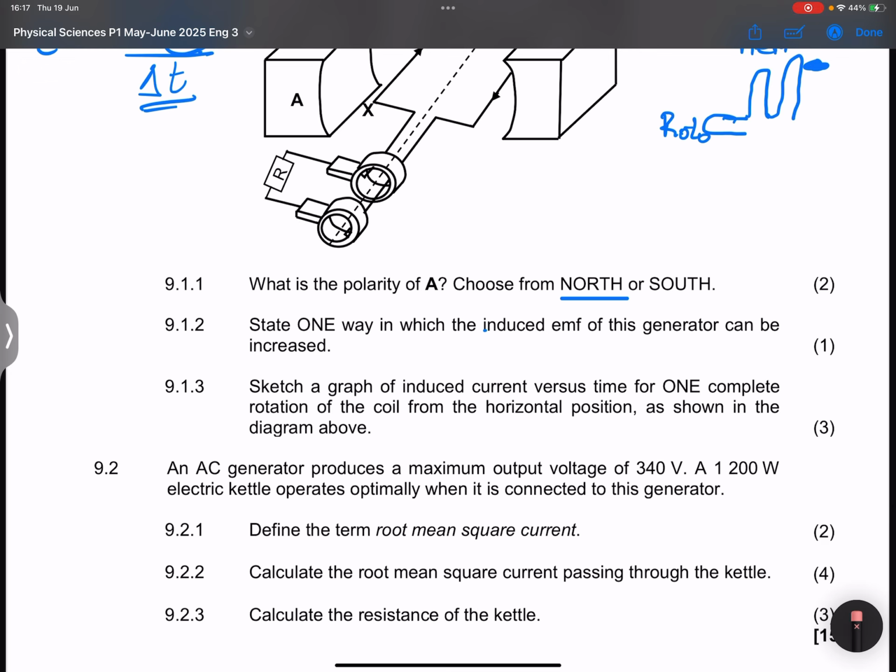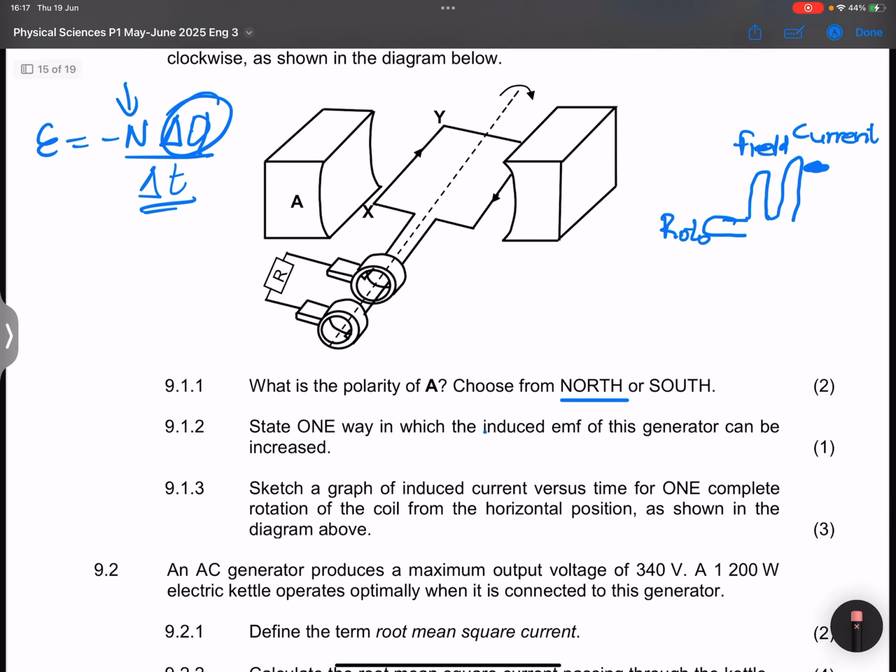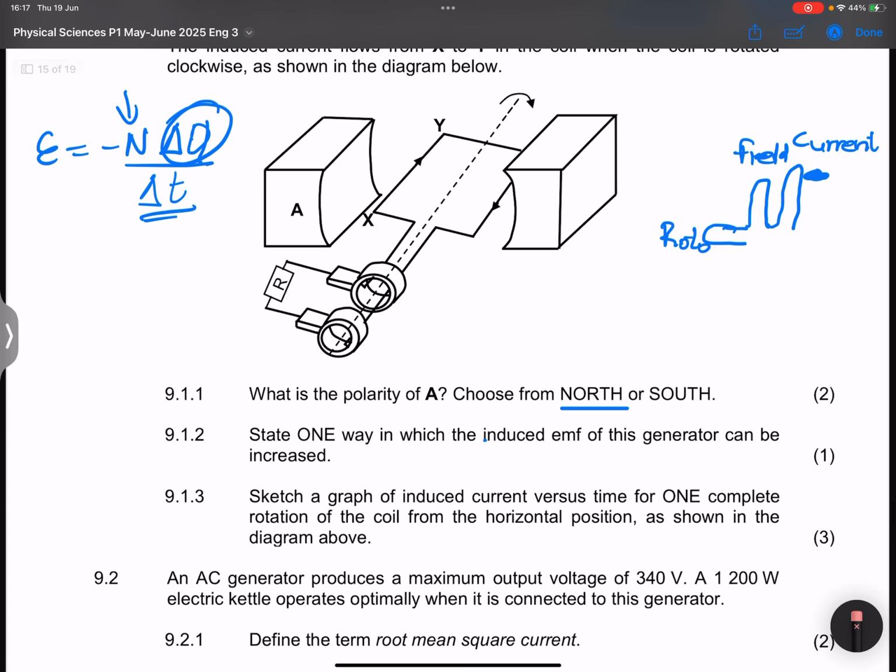Right, now they say to us sketch a graph of induced EMF, induced current versus time for one complete rotation for the coil from the horizontal position as shown in the diagram above. So how will our diagram look? So remember, we are talking about current, induced current. Okay, so this would be current.